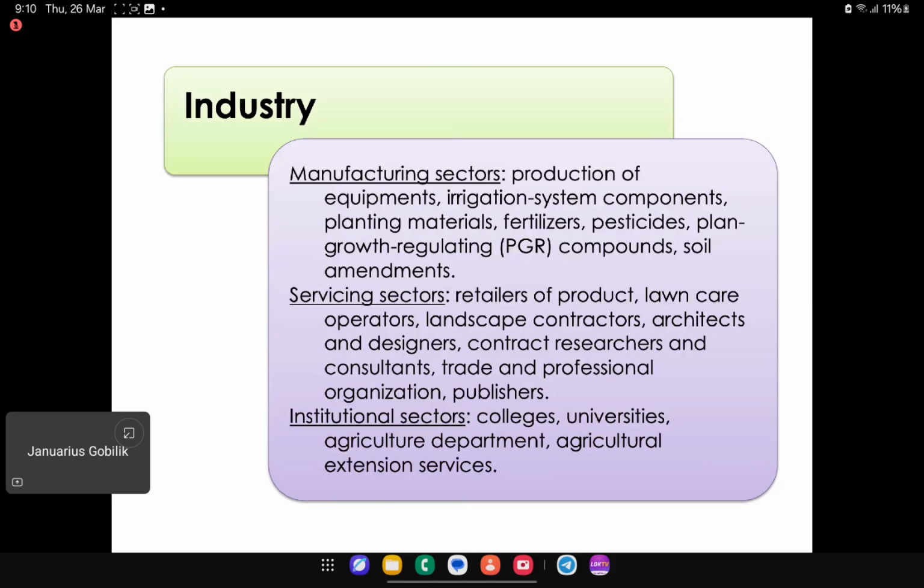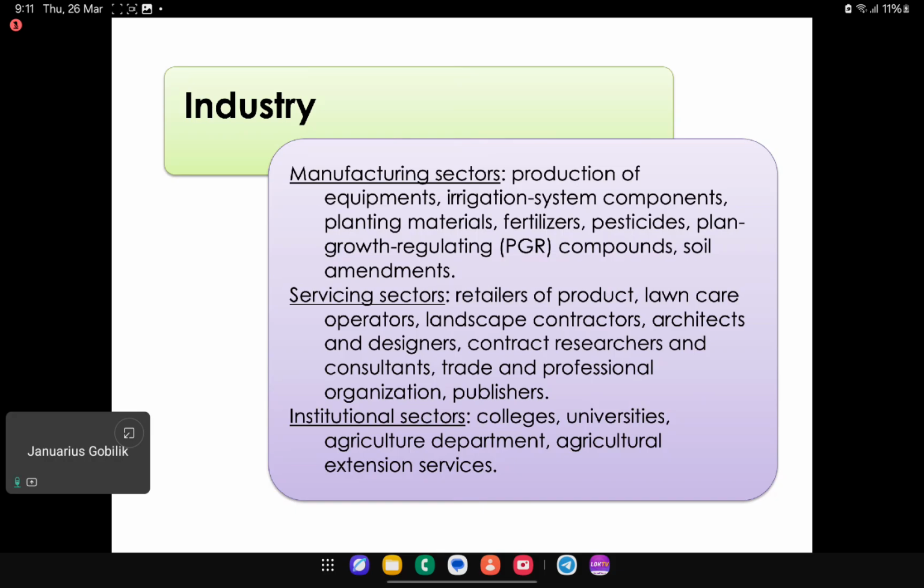And then in the manufacturing sector, we have the production of equipment, irrigation system components, and planting materials. So in this manufacturing sector, you can also open a business selling equipment related to turf grass management. So there is a good chance for you to develop your career in business by becoming a supplier company, supplying fertilizer, pesticide, plant growth regulating compounds, and also materials that we will use as soil amendments in turf grass management.